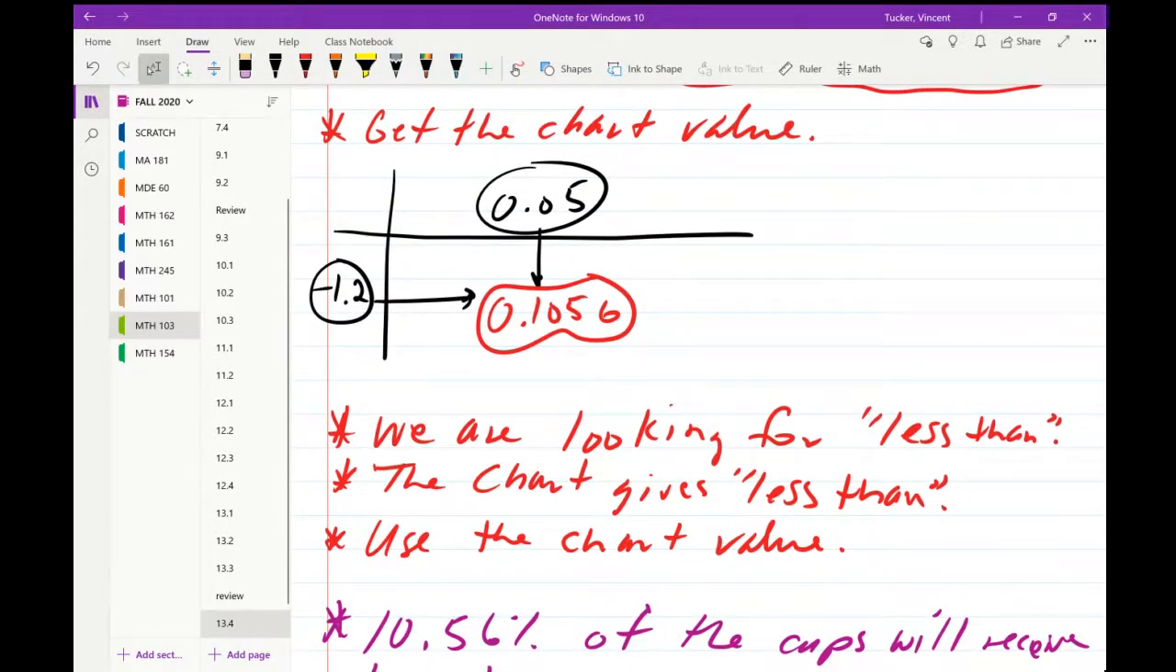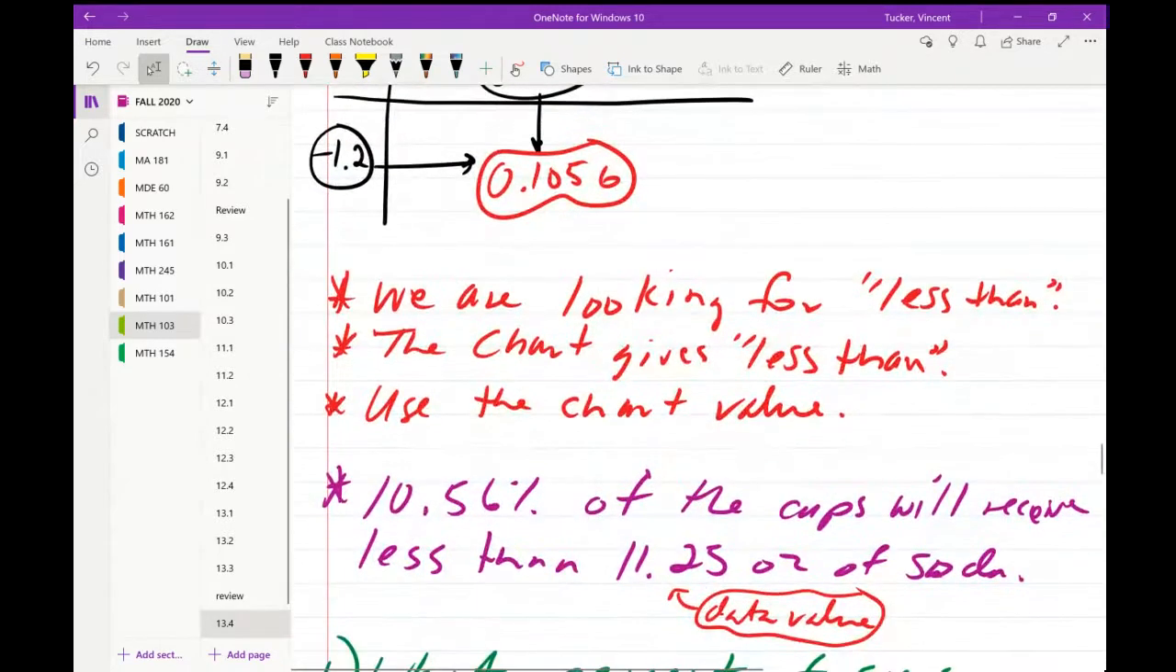So we are looking for less than. Remember that the chart gives us less than, so we can use that chart value. That means that 10.56% of the cups will receive less than 11.25 ounces of soda. And that 11.25 was our data value.